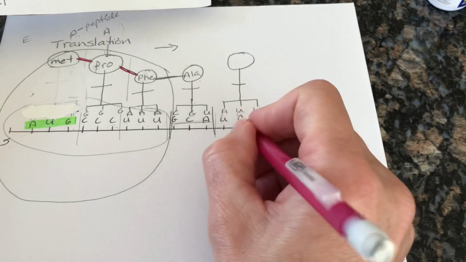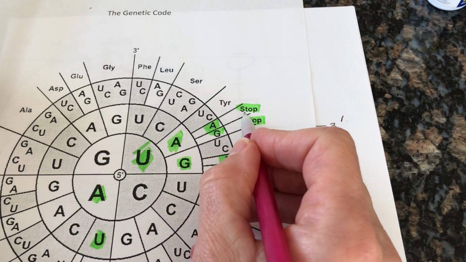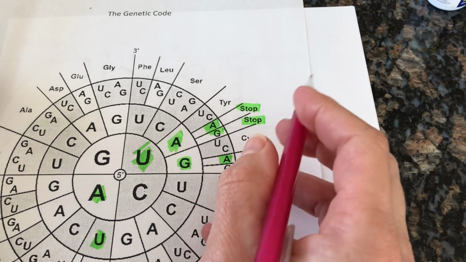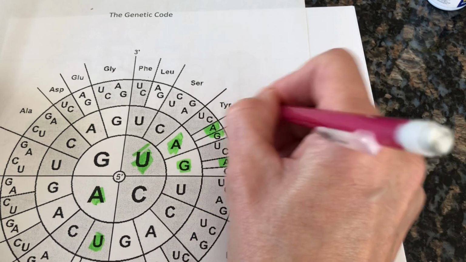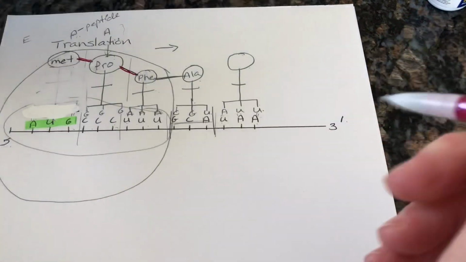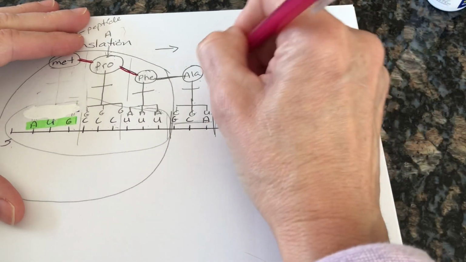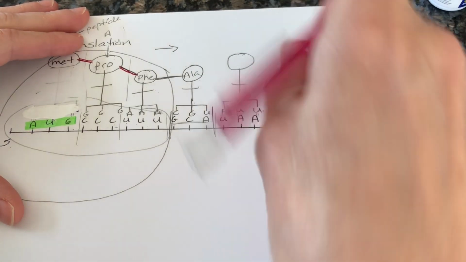And so what does UAA code for? UAA codes for stop, okay? And so I purposely obviously did that. And there is no amino acid associated with your 3 stop codons. So I tricked you and I put that there, but there is no amino acid. So it's not carrying anything, all right?